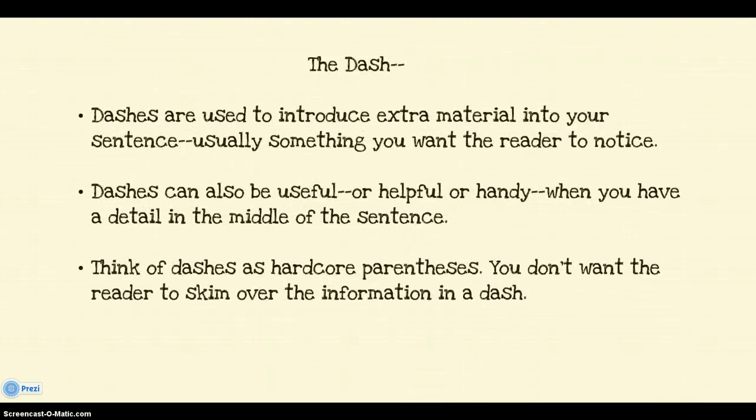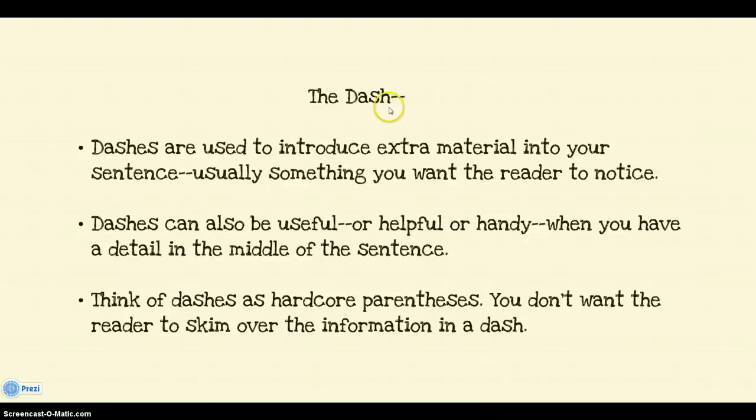Now, we talked about dashes. When do you use a dash? A dash, the double hyphen. You use them to introduce some extra material into your sentence. It's usually something you want the reader to notice, something you want them to pay attention to. If you can put them in the middle of a sentence, that can be helpful or handy. When you have a detail that you're just adding in the middle, you want to think of dashes as hardcore parentheses. Like, you don't want the reader to skim the information that is in a dash. You want them to pay attention.